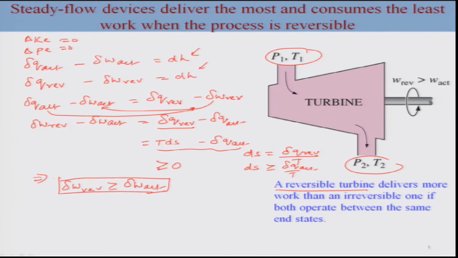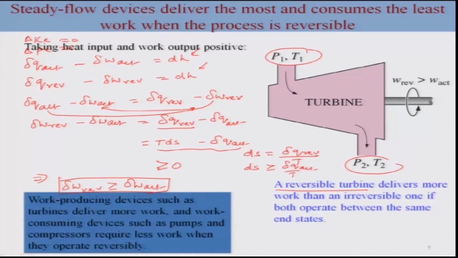So this is how we can conclude that a reversible turbine delivers more work than an irreversible one if both the devices operate between the same endpoints. That means your P1, T1 and P2, T2 are the same for both the devices. So we summarize here as follows: work producing devices such as a turbine deliver more work, and work consuming devices such as a pump and compressor require less work when they operate reversibly. This is something we can now conclude based on this analysis.